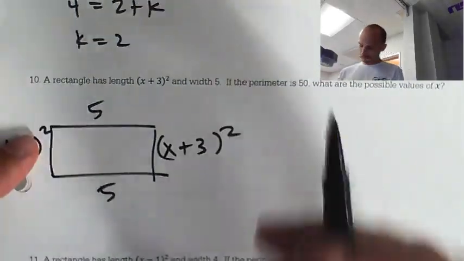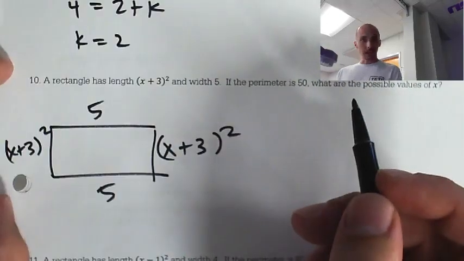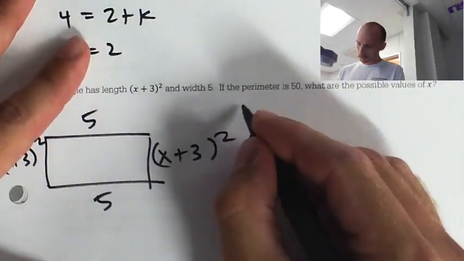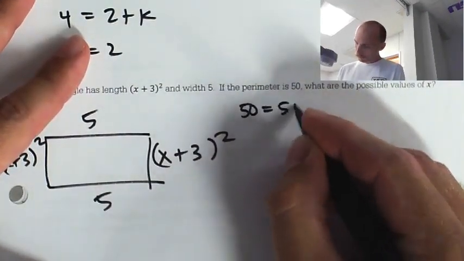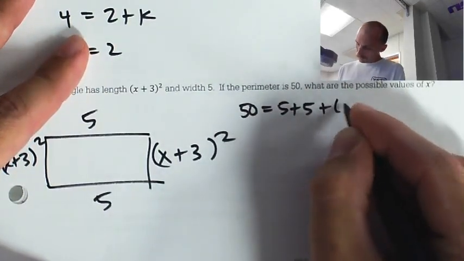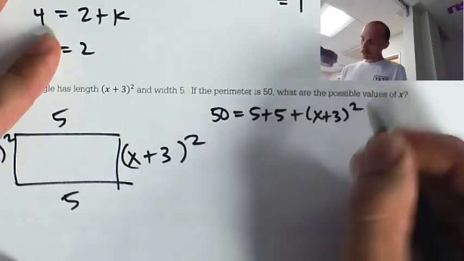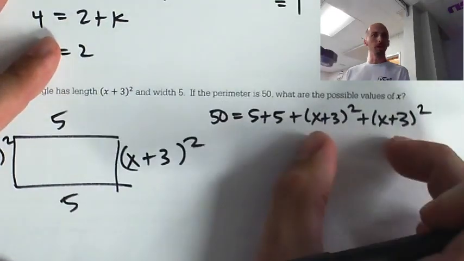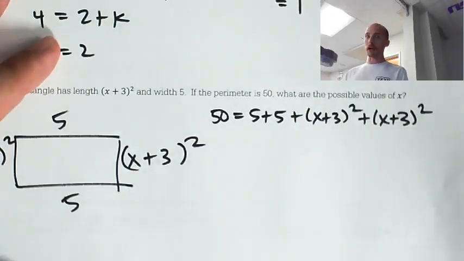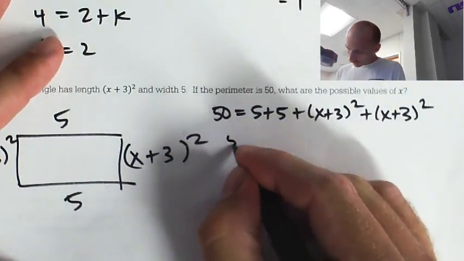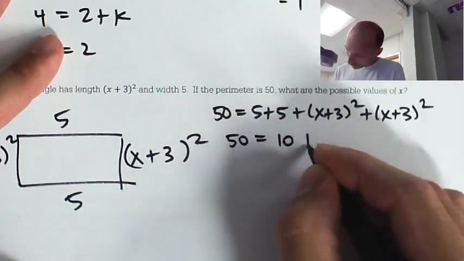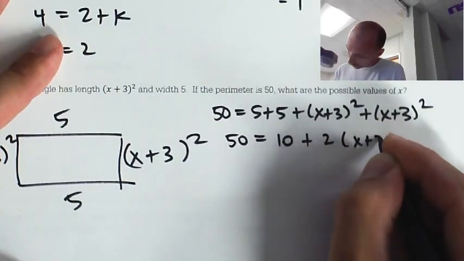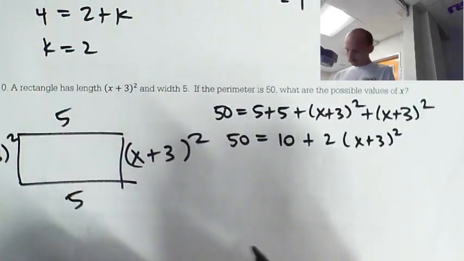So the perimeter is 50. I'm going to add all this stuff together and get 50. So 50 would equal 5 plus 5, plus x plus 3 squared, plus another one. If I have 2 of these and add them together, I'd have 2 times x plus 3 squared. So 50 is equal to 10 plus 2 times x plus 3 squared.